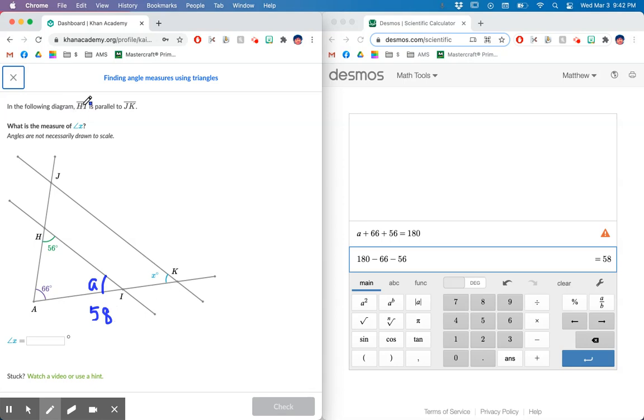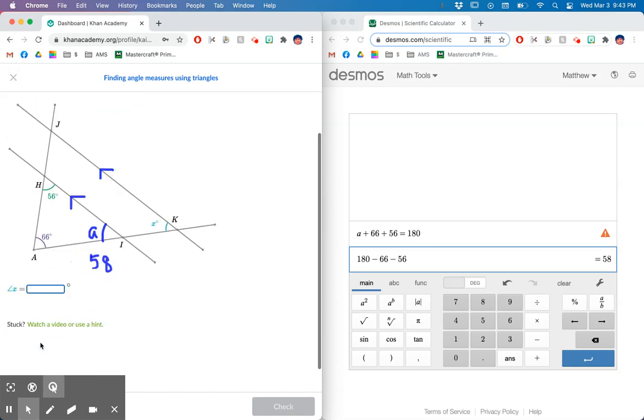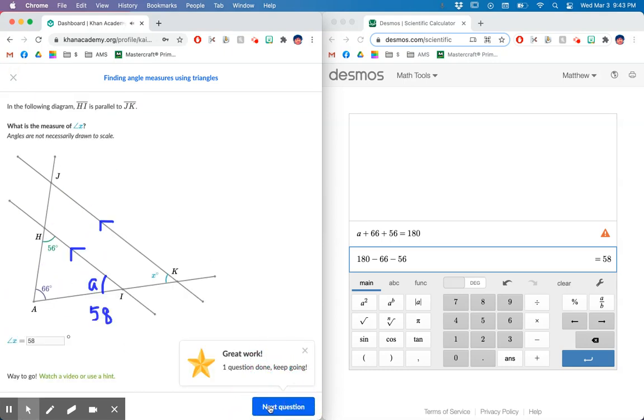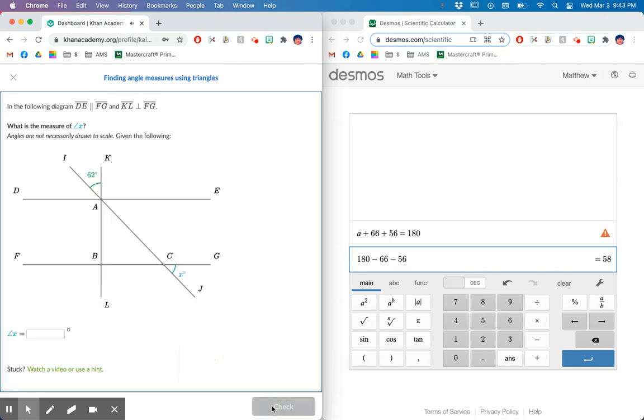Now check it out. In the very beginning, they said HI is parallel to JK. So HI is parallel to JK. In that context, your 58 degrees is actually a corresponding angle with angle X. So we solve for this angle over here, but that actually gives us info for angle X, which is also going to be 58 degrees. Okay, so that is a corresponding angle pair in those parallel lines.